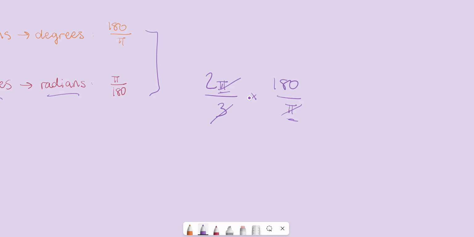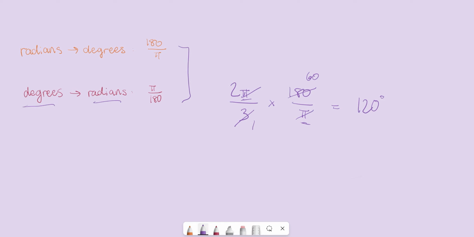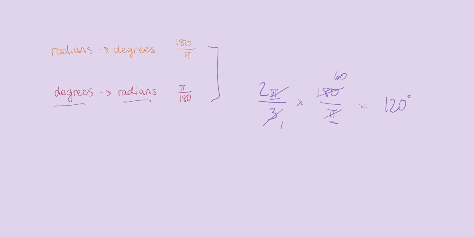You can cancel out this 3 and make it a 1. Cancel out the 180 and make it 60. And then when you multiply straight across, you're left with 120 degrees. So that makes sense, because that's what it is on the unit circle.